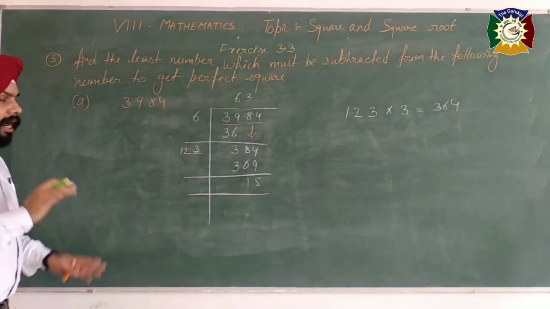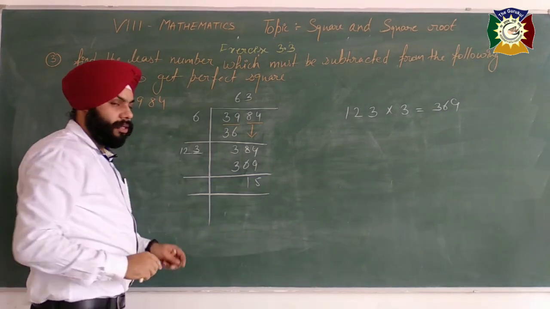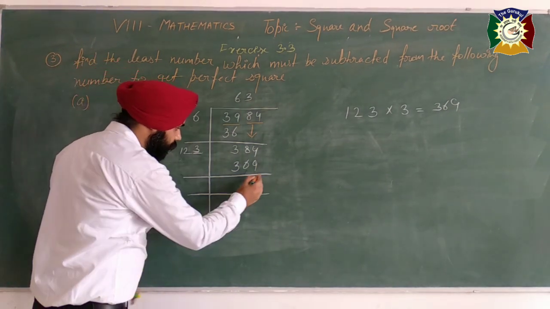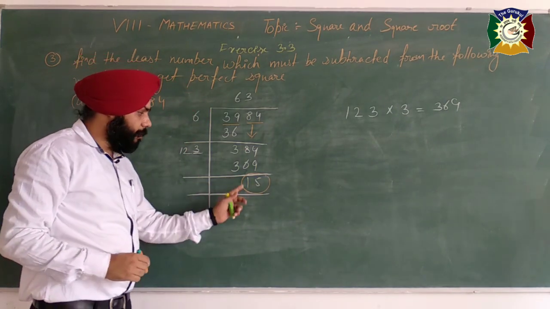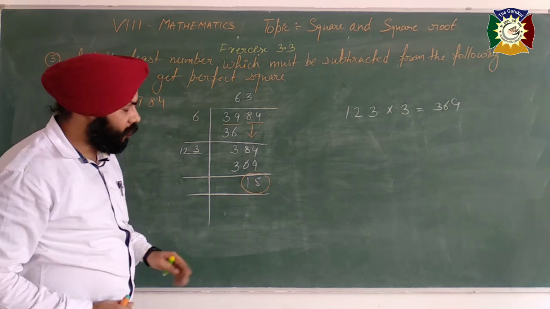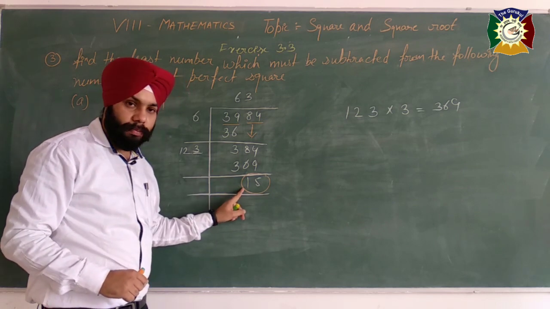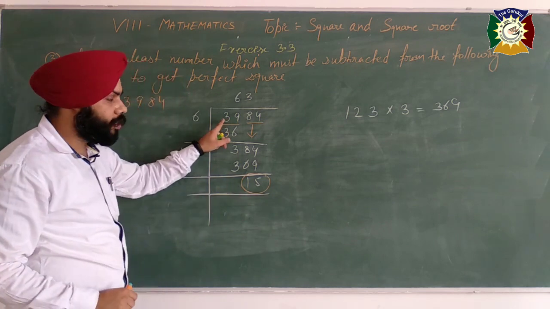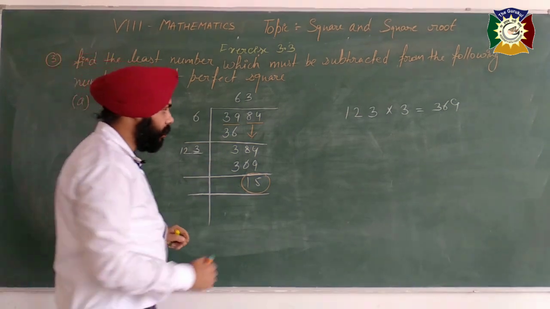Now after that, this step is very important. Now see the whole process. At last we get 15 as a remainder here. So if in place of 15 we had 0, then this process would stop here. So to make it 0 here, what we have to do is subtract this 15 from the given number.